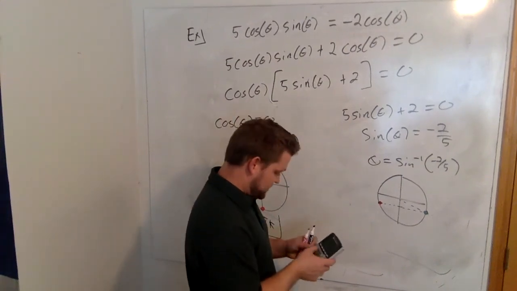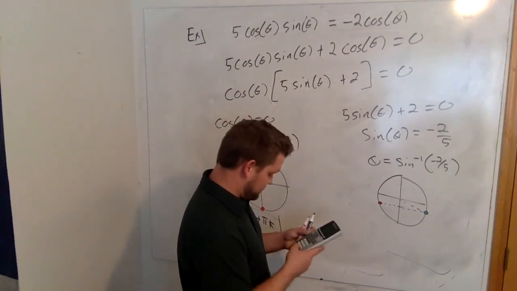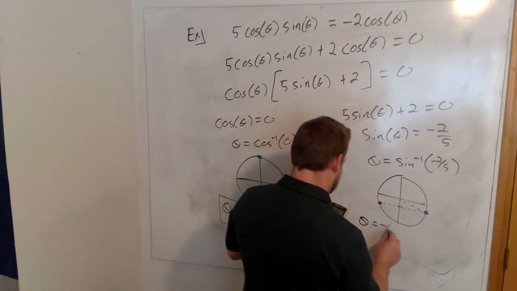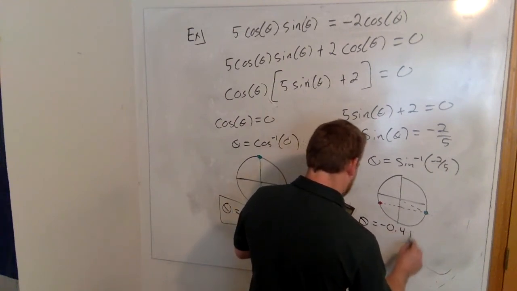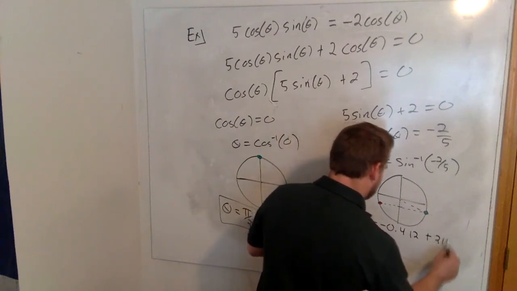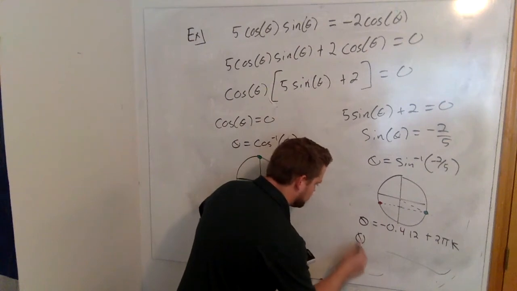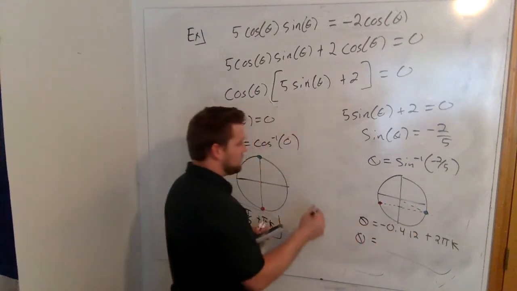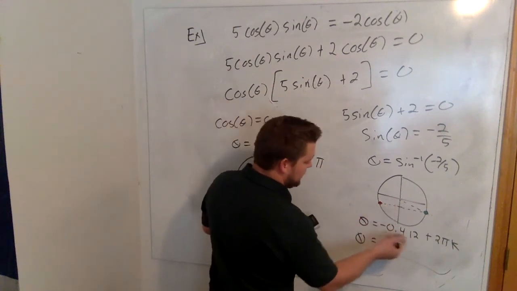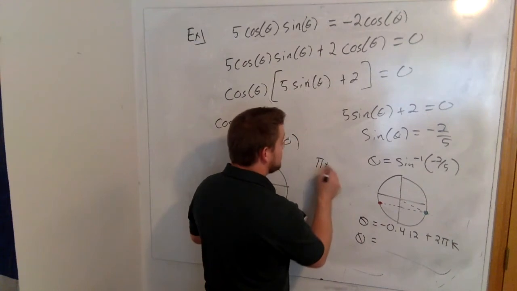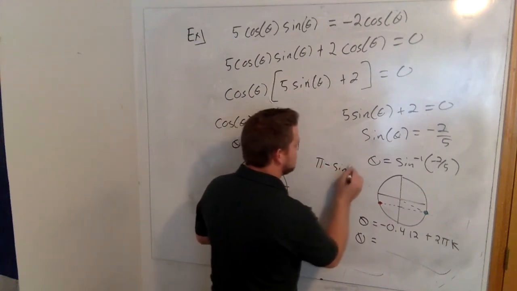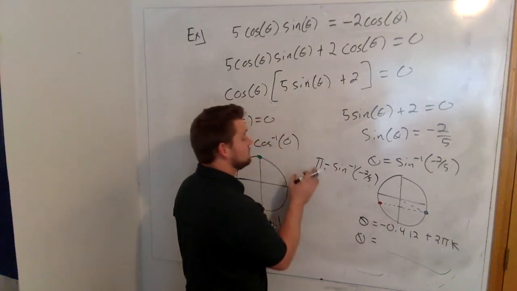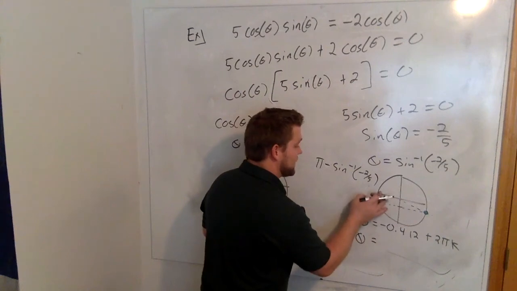So what is the sine inverse of negative 2/5? That theta could be equal to negative 0.412, if we're rounding to 3 decimal places, plus 2 pi k. If we want to get this other one, what do we want to do? Well, we want to take pi and add this angle. It's spitting out a negative, so we do pi minus the sine inverse of negative 2/5. I'm doing minus because this is going to spit out something negative, so it'd be pi minus a negative, it'd be pi plus that angle right there.